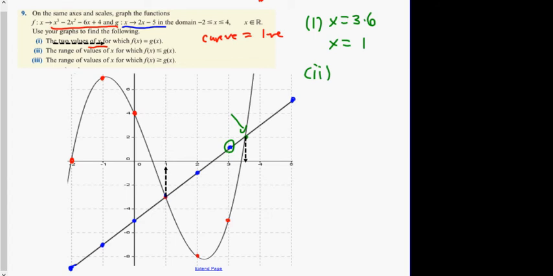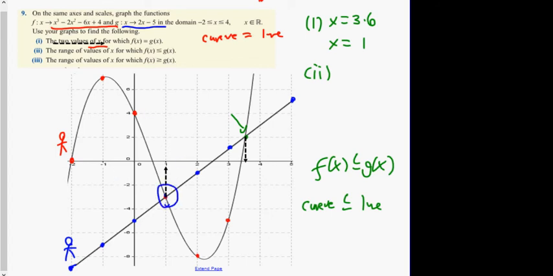Okay. Now, next one. The range of values for which, what does this question mean? f of x less than or equal to g of x. Can anybody tell me what that means? Curve is smaller than the line. What does smaller than the line mean? Imagine there's two people. There's a guy who walks along the curve, and there's a guy who walks along the line. Who's above each other at the moment? The curve is above the line. It hasn't happened yet. But at this point here, they're at the same height as each other. The red walker and the blue walker respectively are the same height.